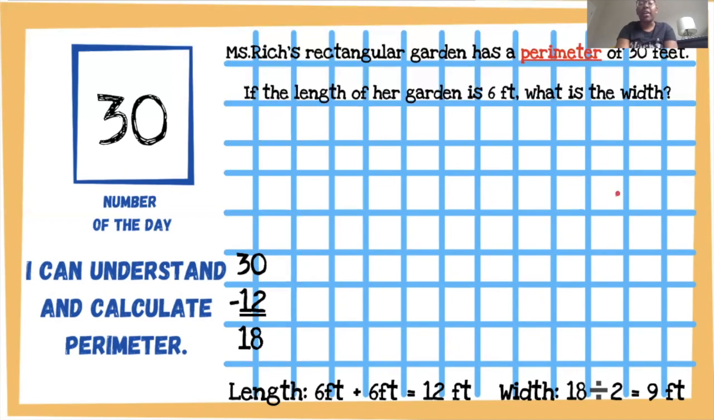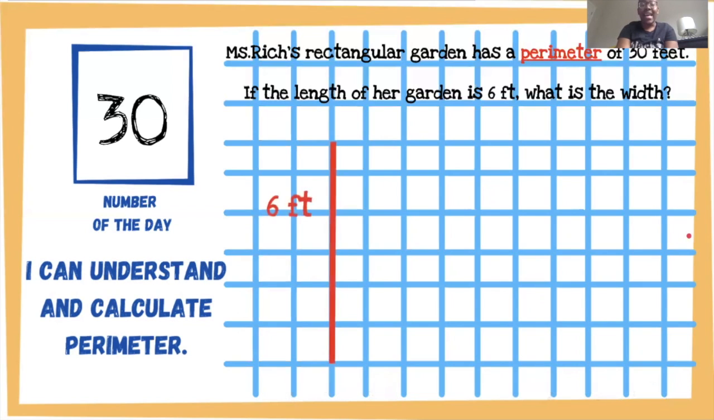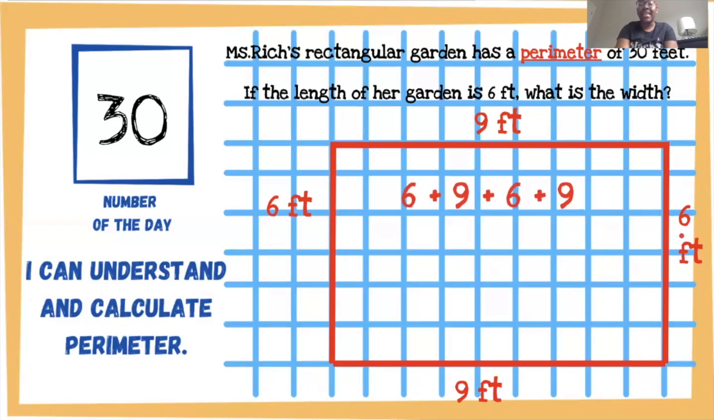Well, let's check our work. If I take my first side and it's 6 feet, I've got another side that is 9 feet, another side that is 6 feet, and then the final side that is 9 feet. This should be what Miss Rich's garden looks like. Well, let's check our math. Perry the perimeter bug told us that we have to add up all of the sides. So let's do that. We're going to add 6 plus 9 plus 6 plus 9.